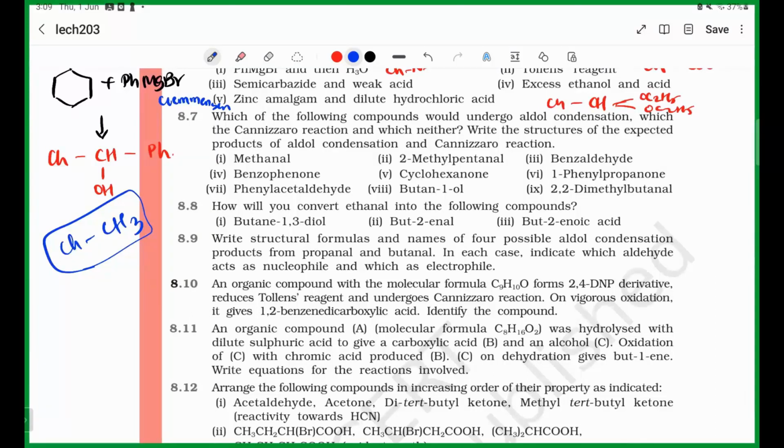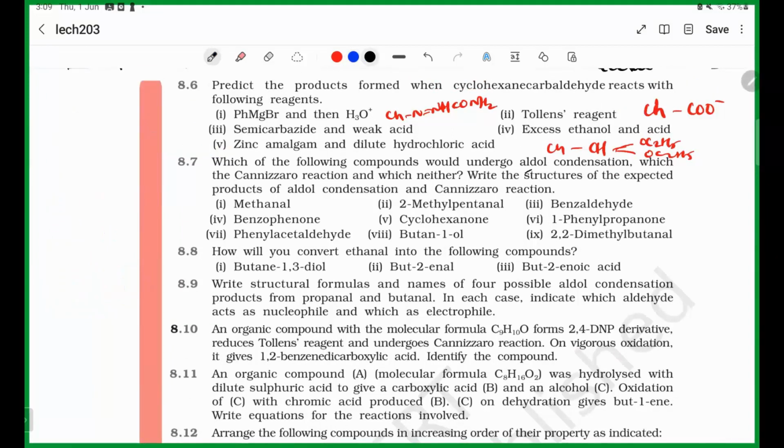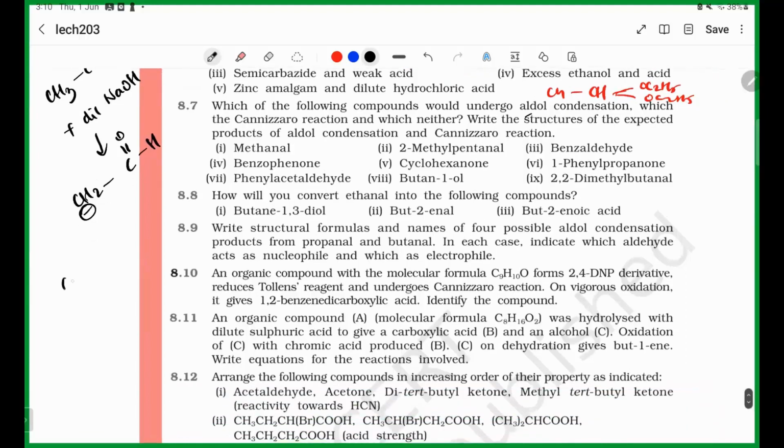So let's look at the case of ethanal. Ethanal is CH3CHO. Upon adding dilute NaOH, the base takes a proton from the CH3 group, and now you have a carbanion, an enolate: CH2 minus, C double bond O, H.